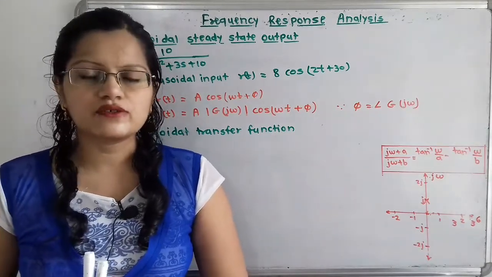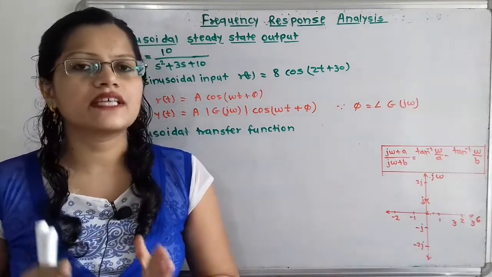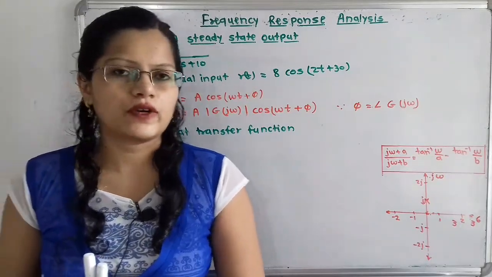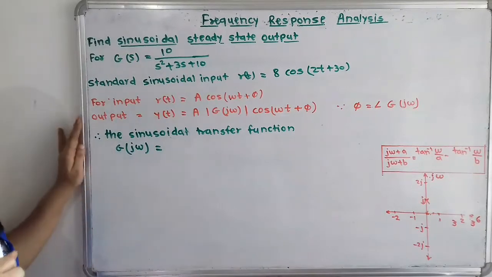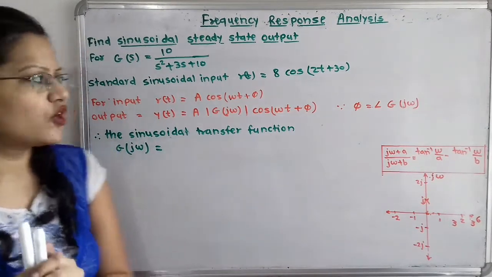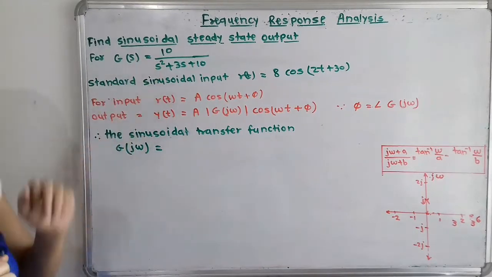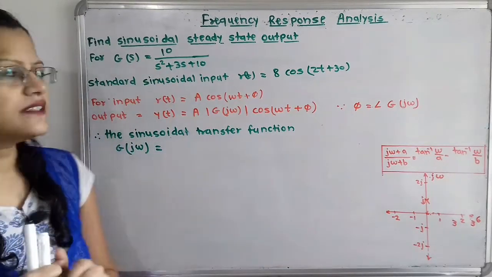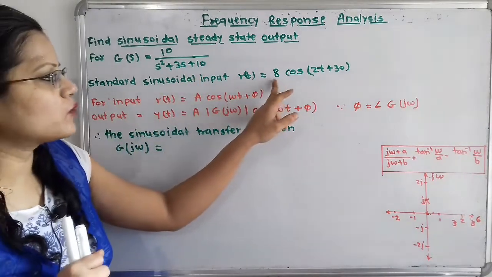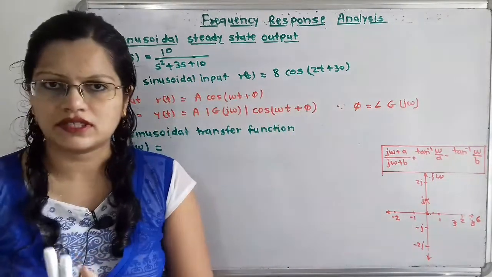Today we are going to solve a problem on frequency response analysis. Let us first observe what is the given question. Find sinusoidal steady state output for a system G(s) = 10 / (s² + 3s + 10) for sinusoidal input r(t) = 8 cos(2t + 30).